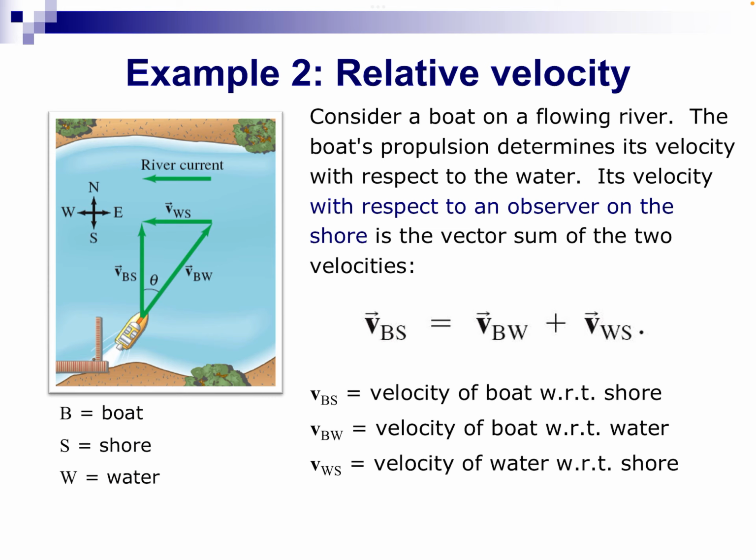Another example is a boat moving on a flowing river. The boat's propulsion determines its velocity with respect to the water, and its velocity with respect to the observer on the shore is the sum of the velocity of the boat's propulsion plus the velocity of the river's current, right?